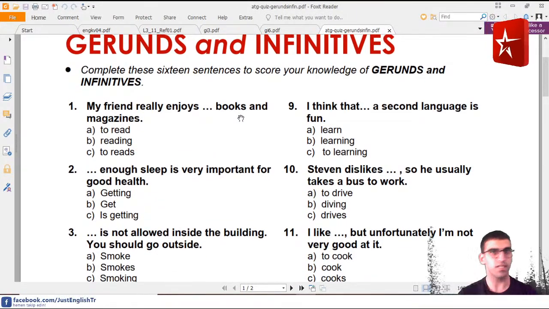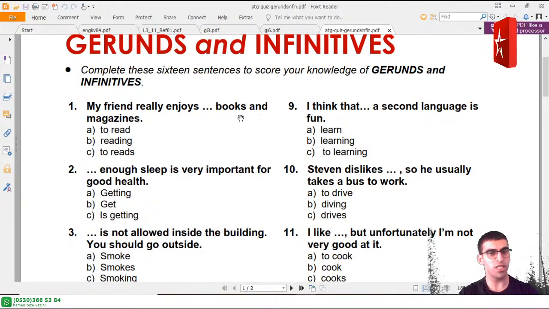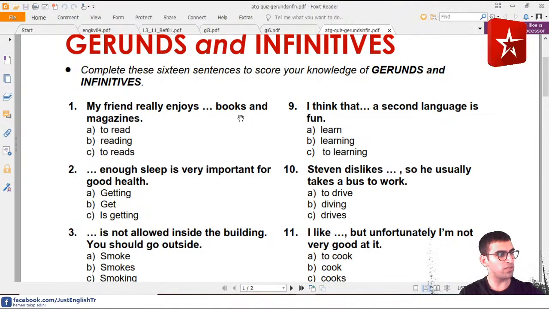Complete these 16 sentences. We have 16 sentences to score your knowledge of gerunds and infinitives. Let's do this quiz all together here. From number 1 to 16, we have multiple choice questions, A, B, or C. We have to choose one of them as the correct answer. Let's start with number 1. If you make any mistake, I will let you know which one is a mistake, and I will tell you the correct answers. So, if you are ready, let's go.